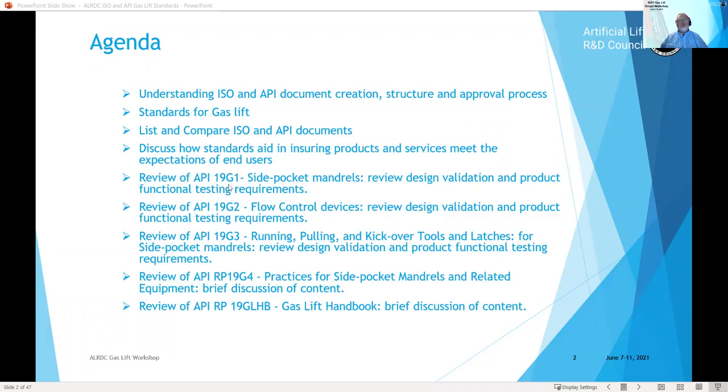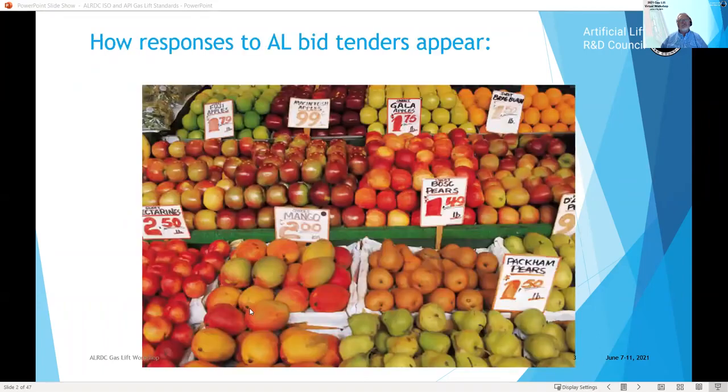We're going to review API 19G1 for side pocket mandrels, 19G2 for flow control devices, 19G3 for running, pulling, kickover tools, and latches, API RP 19G4, which are practices for side pocket mandrels and related equipment. And we're going to review API RP 19GLHB, which is the gas lift handbook.